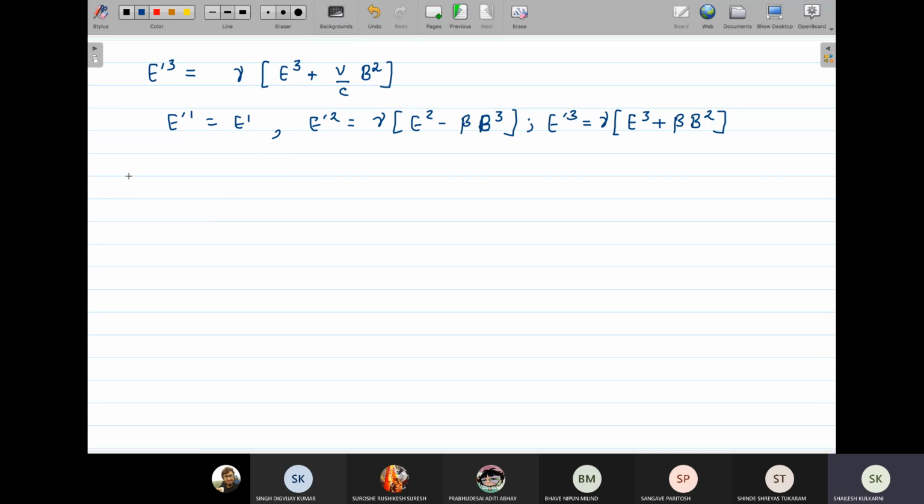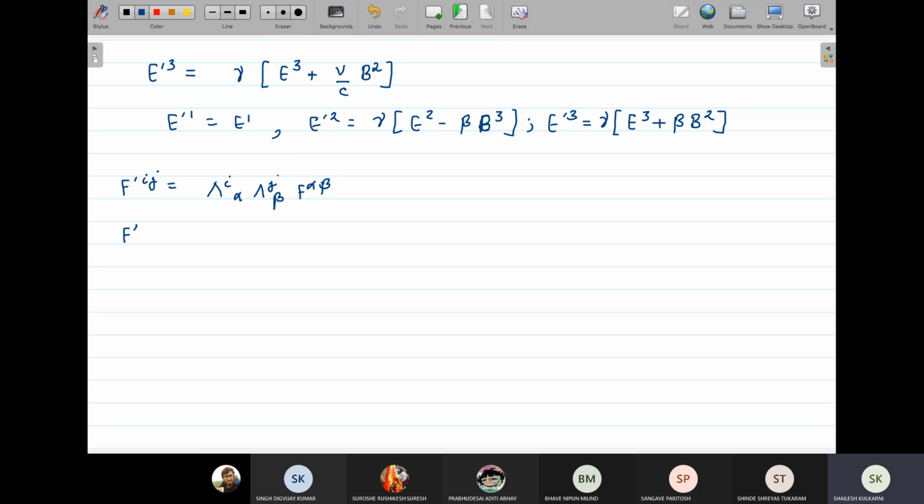Yeah. Now let us consider F ij. F prime ij will be lambda i alpha lambda j beta F alpha beta. So let us say that I want to evaluate the x component of the magnetic field. Then you can anticipate that I need to put i equal to 2 and j equal to 3. Then I will get B1.